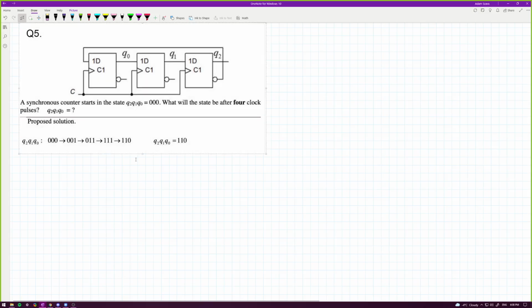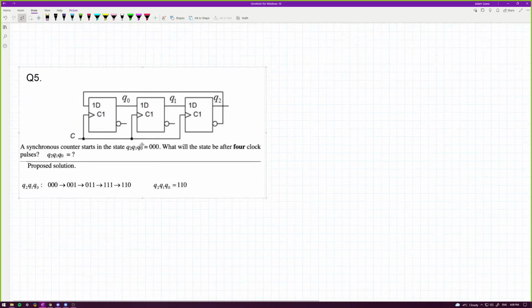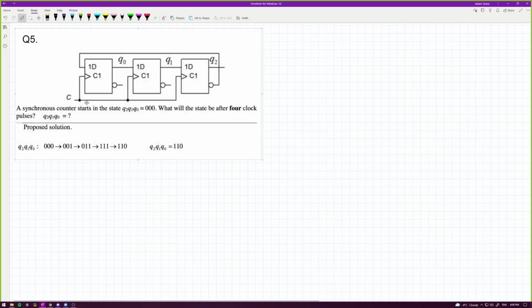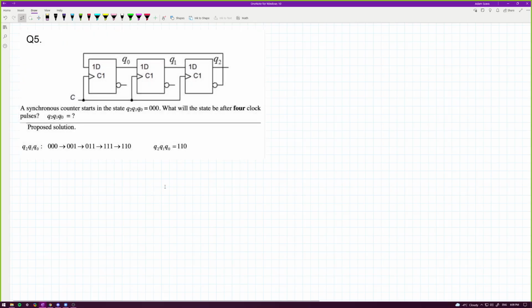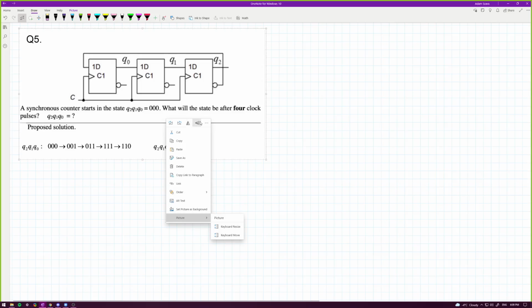A synchronous counter starts with that state. What will the state be? That's the solution, but I want to show you how we get to the solution for the sequence of the bits after 4 clocks. Of course, the answer is there, but not the solution, so we will talk about that. Is there a way to crop this? No, there's no way to crop this from here. Okay, that's fine. So we'll start with that question.